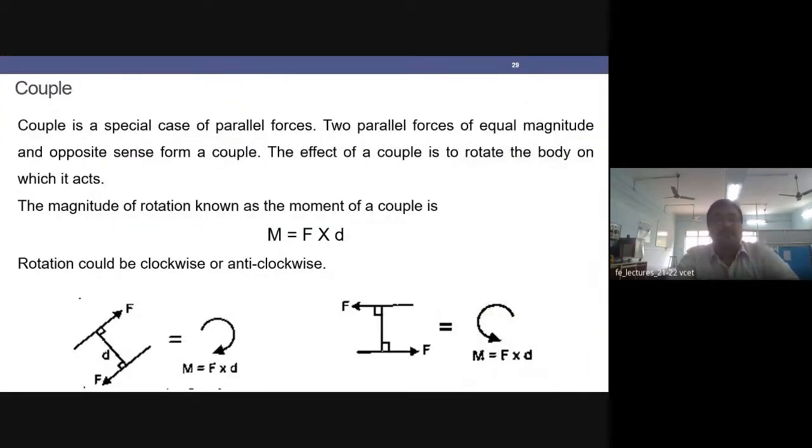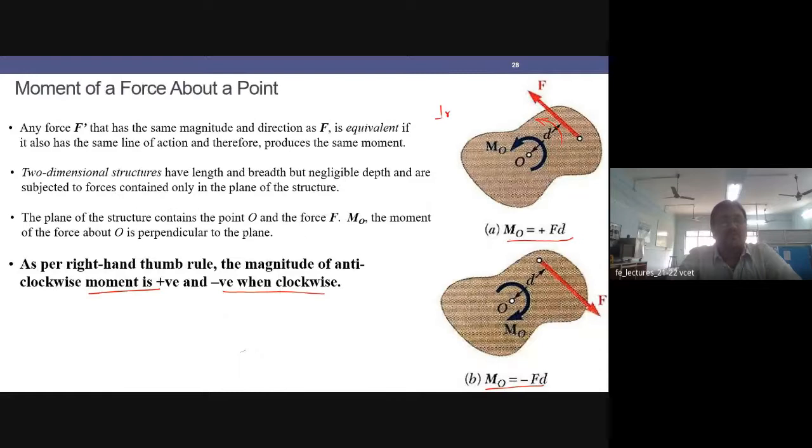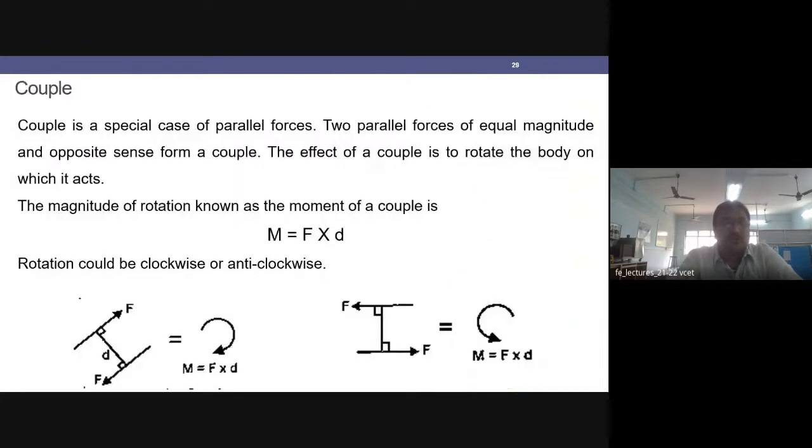So this was the effect of a single force. Next is the effect of a couple. What is a couple? A couple is a special case of parallel forces. Two forces of equal magnitude and opposite direction form a couple. The effect of the couple is to rotate the body on which it is acting. So I have two forces here.